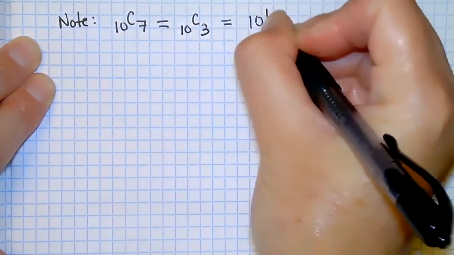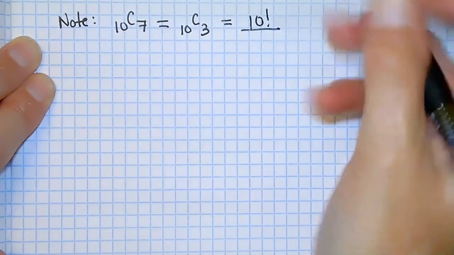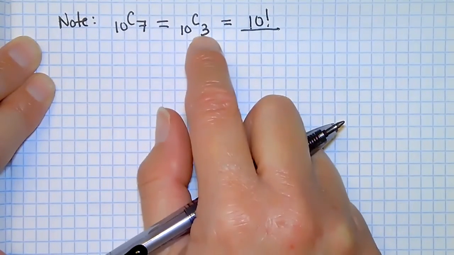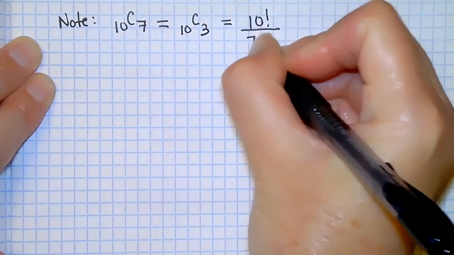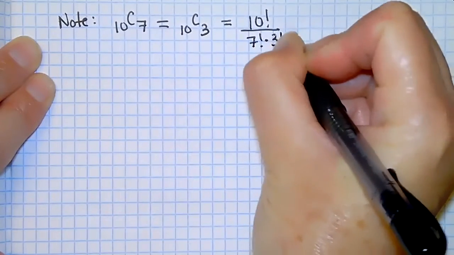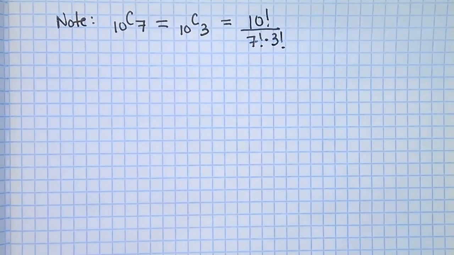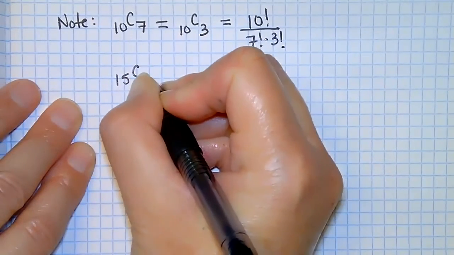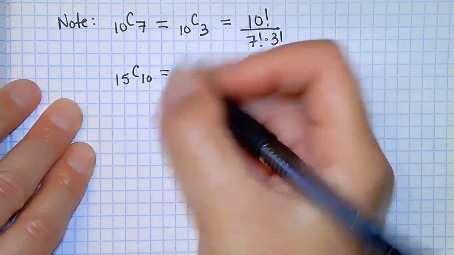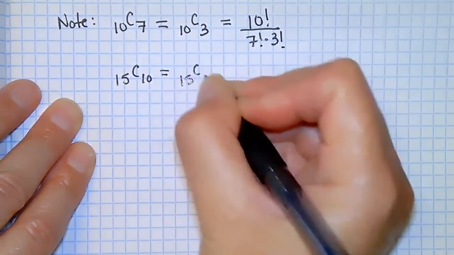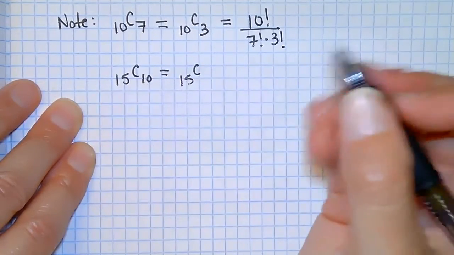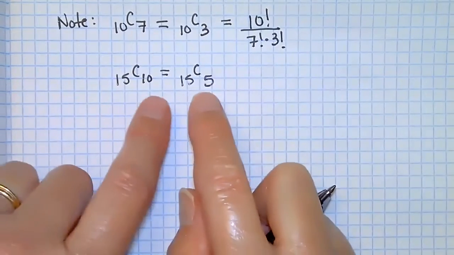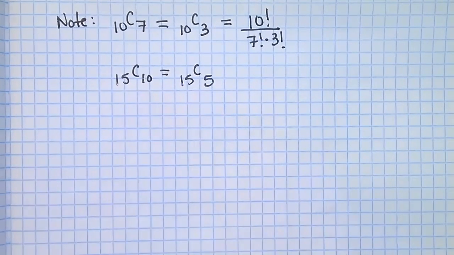Both of them are going to be 10 factorial on top, and on bottom, this one I'd have a 7 factorial and a 3 factorial. Here I'm going to have a 3 factorial and a 7 factorial. In both cases, I'm going to have the same thing on bottom. Another example, 15 choose 10. That, for example, would be the same as 15 choose, again, 10 plus what gets me 15? 10 plus 5. So those would be the same. And that will always be the case for any combination.